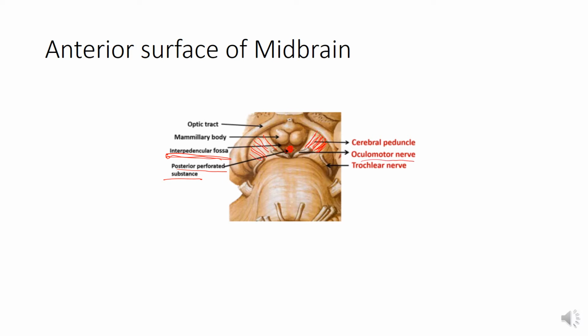The oculomotor nerve emerges from the interpeduncular fossa anteriorly and runs laterally. The trochlear nerve is lying on the crus cerebri, coming from behind.